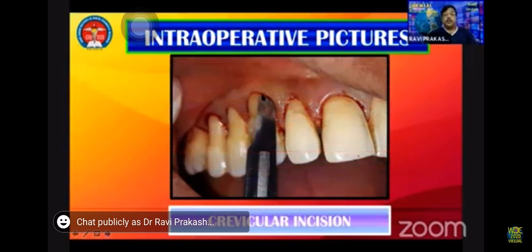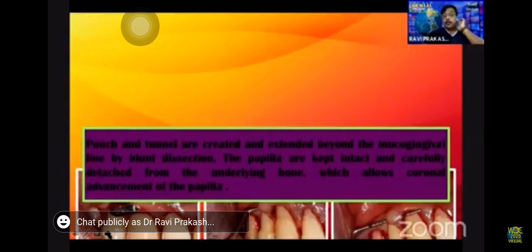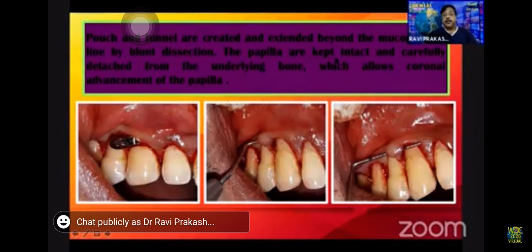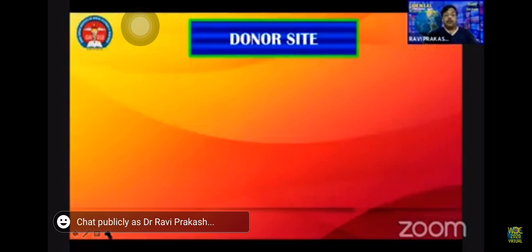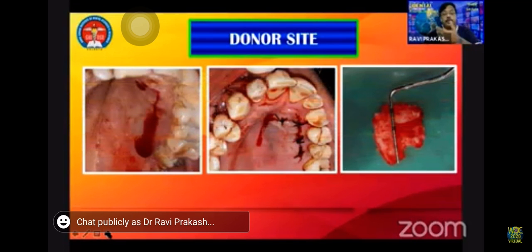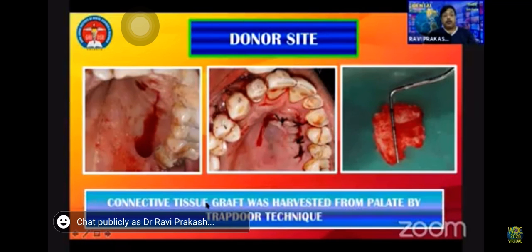And these are the undermining incisions we give through the sulcus without disturbing the papillary connection, the labial and the palatal papillary connection. The pouch and tunnel are created and extended beyond the mucogingival line. You can see the instrument has been inserted through the pouch, the tunnel created between the roots, intact and detached from the underlying bone. The donor site we normally take from the palatal area, through the trapdoor preparation.